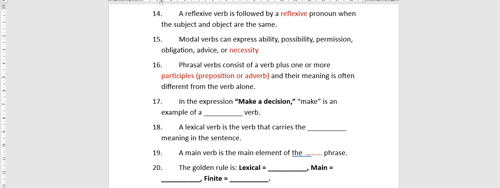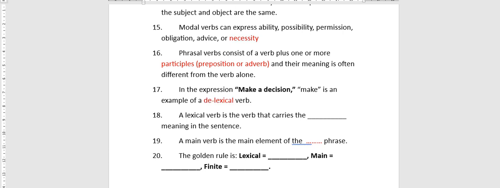Okay, 17. In the expression 'make a decision', make here is an example of a light verb and a noun, and they complete the meaning together. It's called the lexical verb. Okay, here we go. A lexical verb is a verb that carries the main meaning in the sentence.